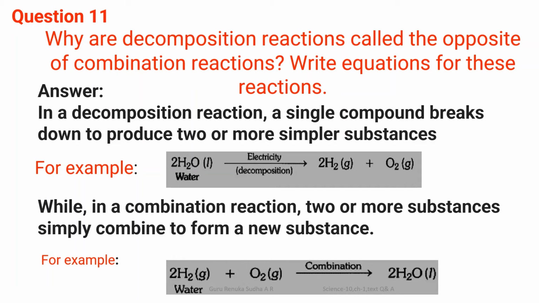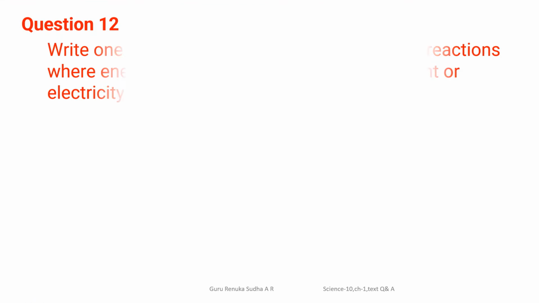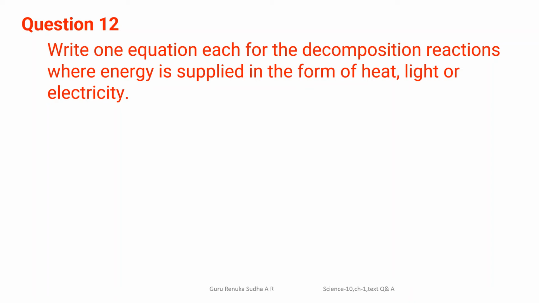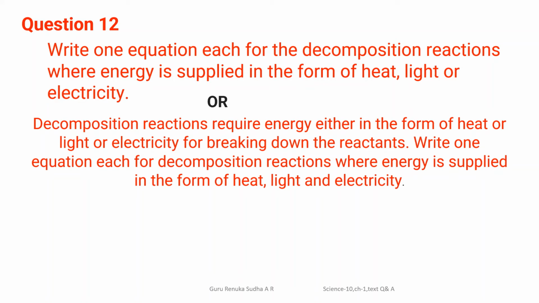Question number 12: write one equation each for the decomposition reaction where energy is supplied in the form of heat, light and electricity. You have to think in that way only, otherwise they will ask in an indirect way. For this type of question, the answer is very easy. When we see questions like this, more than 4 to 5 sentences, don't get upset, because if you understand the question, the answer is very simple. Here is the answer for that.